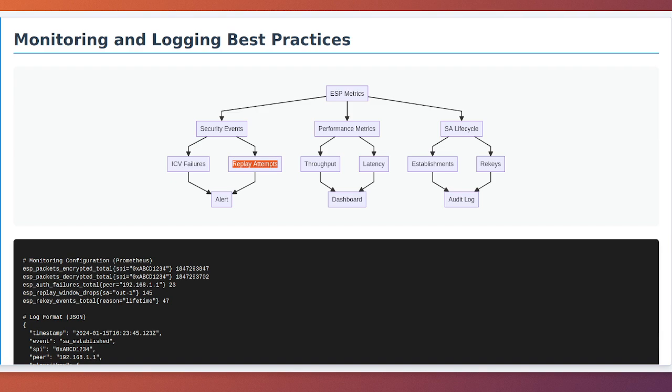Set alerts for when sequence numbers reach 80% of maximum, giving you time to rekey before exhaustion. Performance metrics provide insight into tunnel health and capacity planning. Track packets and bytes encrypted/decrypted per second, breaking these down by SA to identify hotspots.